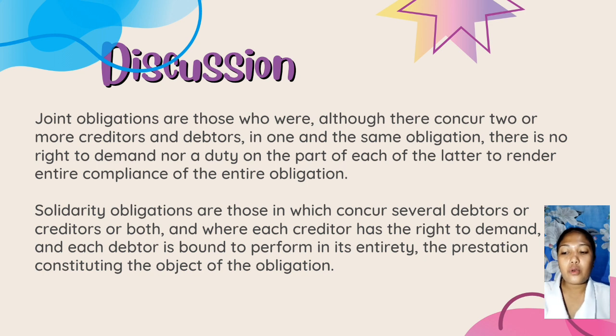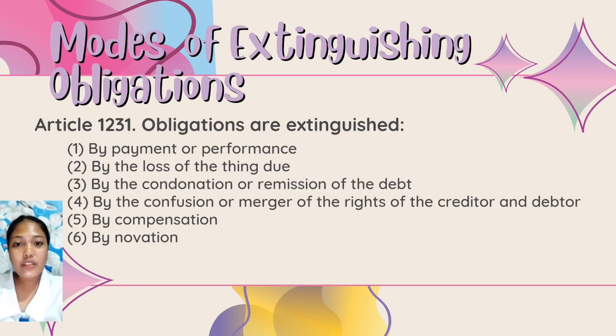Joint obligations are those where, although there concur two or more creditors and debtors in one and the same obligation, there is no right to demand, nor a duty on the part of each of the latter, to render entire compliance with the entire obligation. Solidary obligations are those in which several debtors or creditors or both concur, where each creditor has the right to demand and each debtor is bound to perform in its entirety the prestation constituting the obligation. On the next slide, we have the modes of extinguishing obligations.